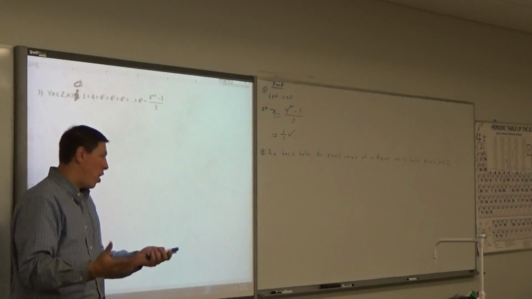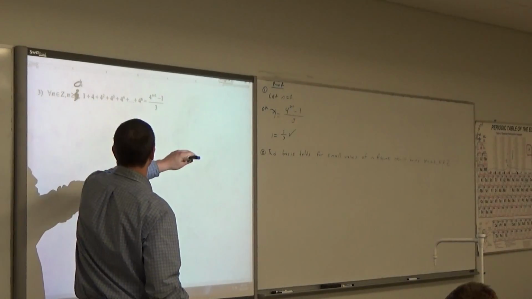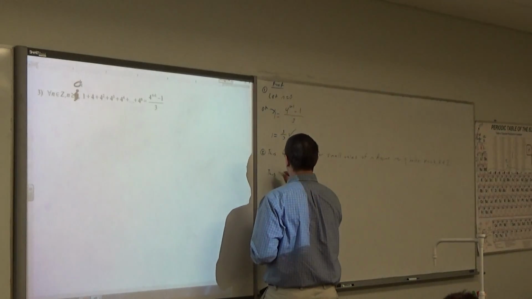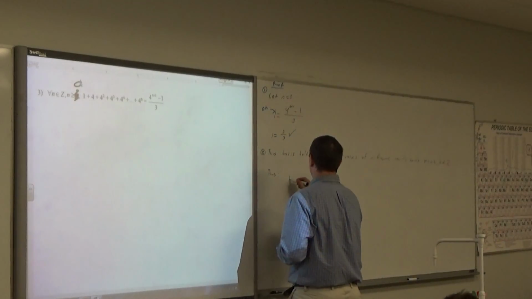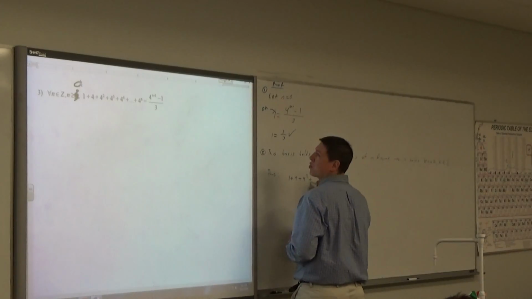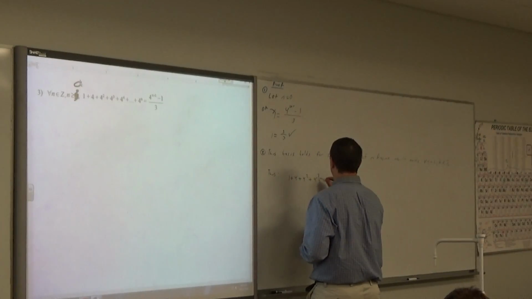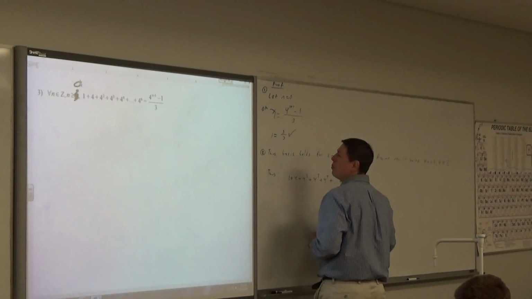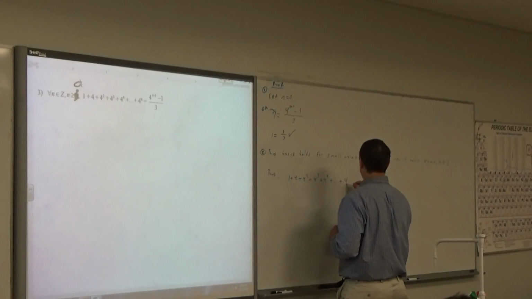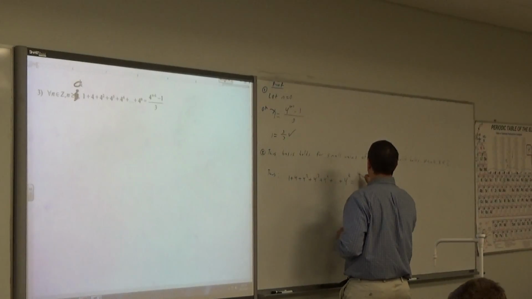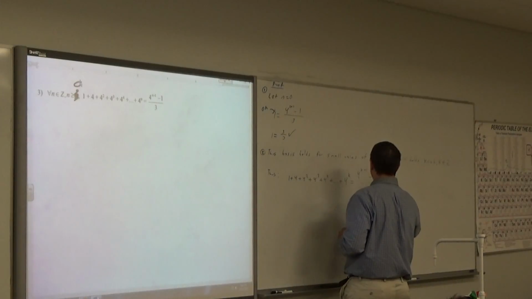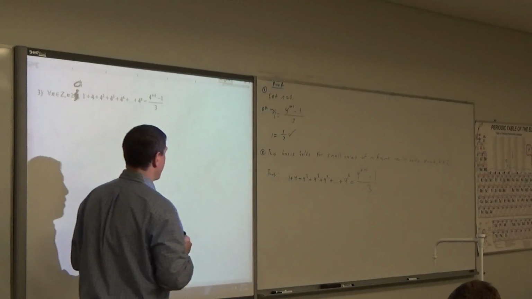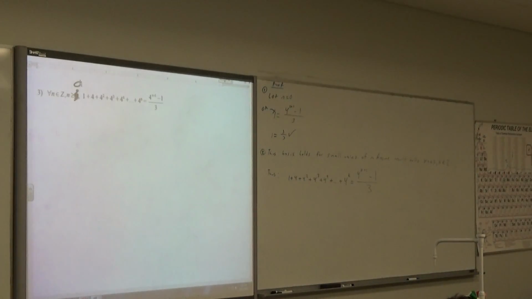Thus, instead of using n's, we're going to use k's in our formula. So thus, 1 plus 4 plus 4 squared plus 4 to the 3rd plus 4 to the 4th, plus, plus 4 to the k is going to be hopefully equal to 4 to the k plus 1 minus 1 divided by 3. Let me give you guys a chance to copy that down.